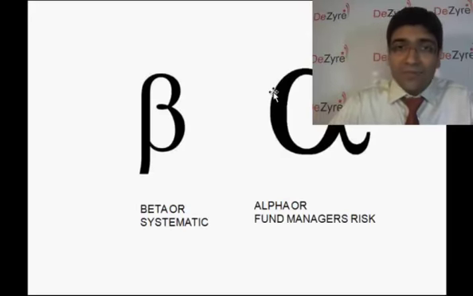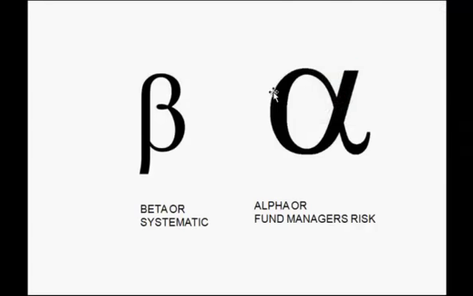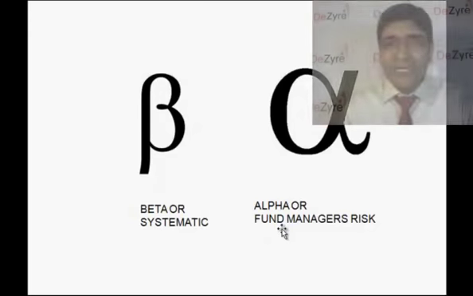Then there is something called alpha. Of course everybody knows this symbol, but it is also called fund manager's risk. Now what is fund manager's risk and how is it actually measured? Basically, if you talk to any fund manager, that is a portfolio manager or a mutual fund manager or any person who is managing others' money, they will generally say, I delivered 2% alpha, I delivered 5% alpha, or I delivered 10% alpha. What is this alpha? When he says 2% alpha, it means he has delivered 2% above the benchmark.